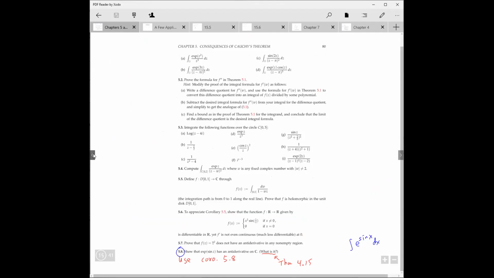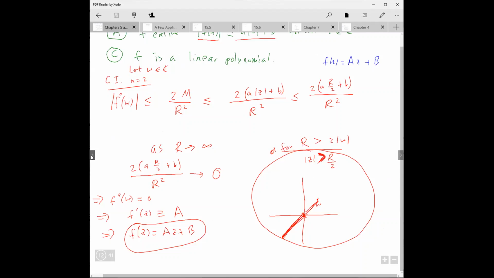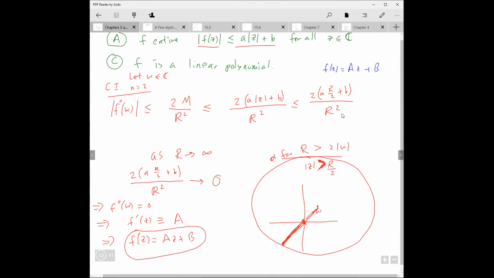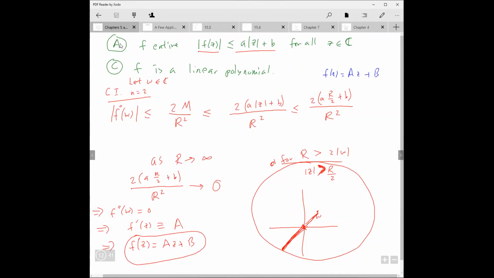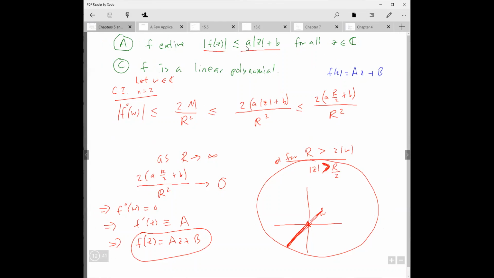Also, I did an exercise. Let me see, where is that? This right here. Suppose f is entire and the modulus of f(z) is less than or equal to a times the modulus of z plus b for all z. Prove that f is a linear polynomial. So this is Cauchy's inequality right here.